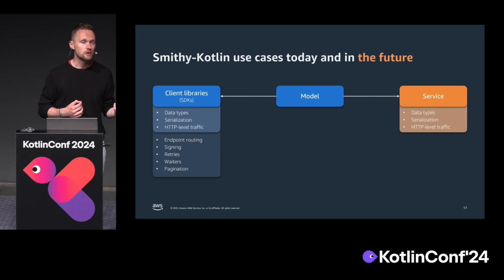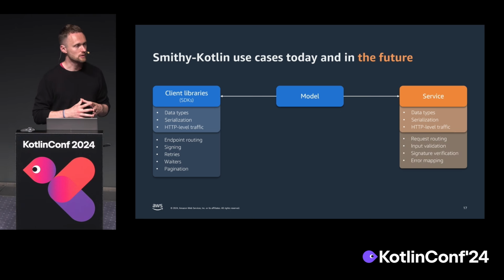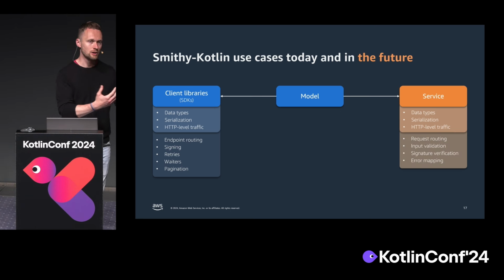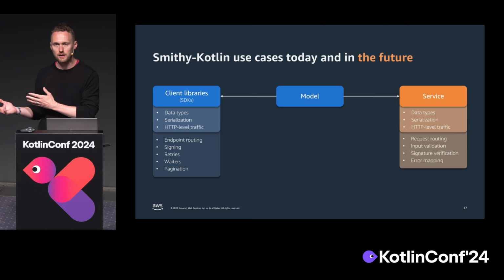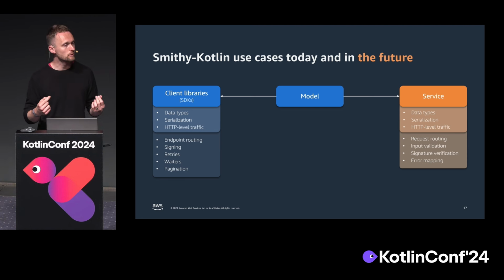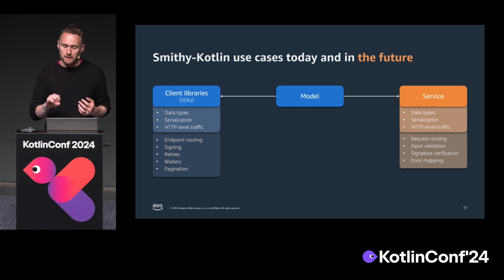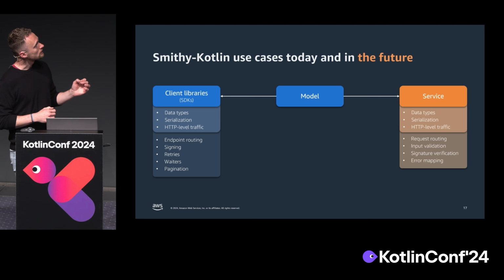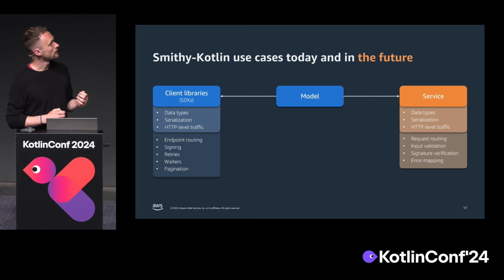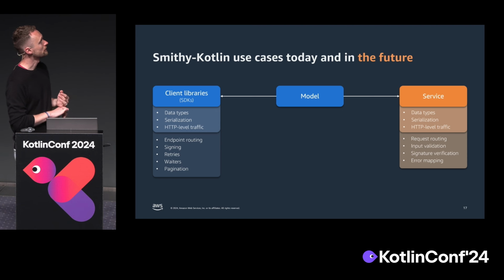Services need some of the same code generated for them that clients do, including those same idiomatic data types, serialization and deserialization, but they also have several unique concerns that are different from clients, such as routing incoming requests to business logic handlers, performing validation on input to make sure that it conforms to the constraints specified by the model, and so forth. Server-side code generation is already available today in the Smithy code generators for Rust, TypeScript, and Scala, and we're eager to add support for Kotlin as well.